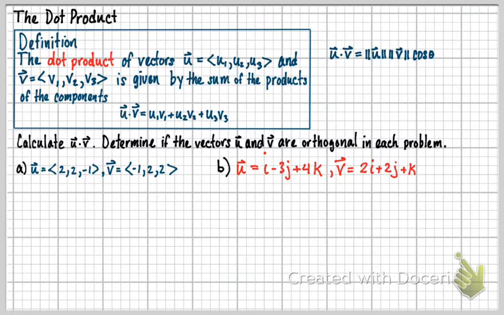So my u dot v, now what I'm going to do is I'm just going to rewrite these as a dot product. And we're just simply going to say that this equals, now I'm going to take 2 times negative 1, and that's the first one. I'm going to add that to 2 times 2, and then I'm going to add that to the last one, that is negative 1 times positive 2.